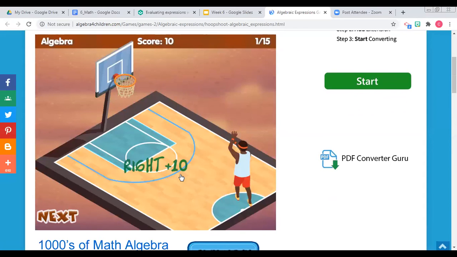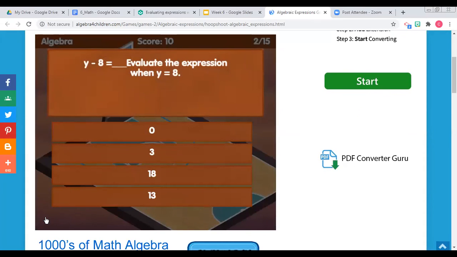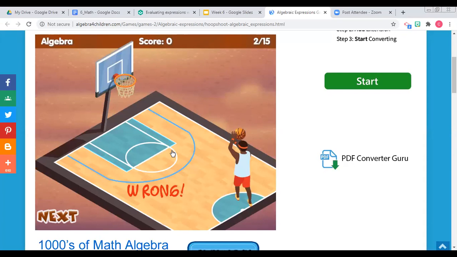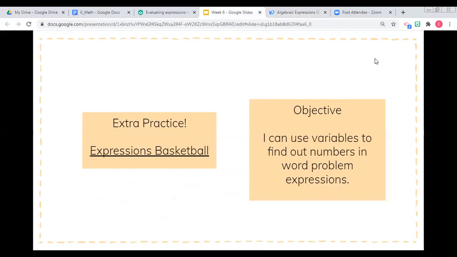And then if you make it, you make the basketball, and then I'll show you what happens if you get it wrong. So if I plugged in my 8 here for y, and let's say I thought the answer was 3, you would miss, and then you would get it wrong, and your points would get taken away that you had just earned for making it. So that's a good way to help with what you guys are doing in using expressions.